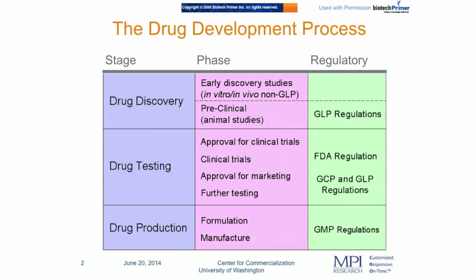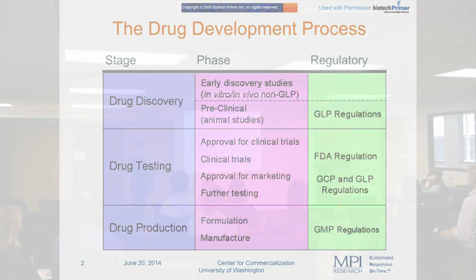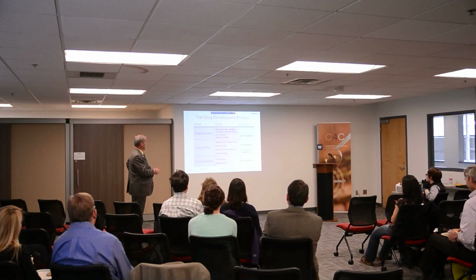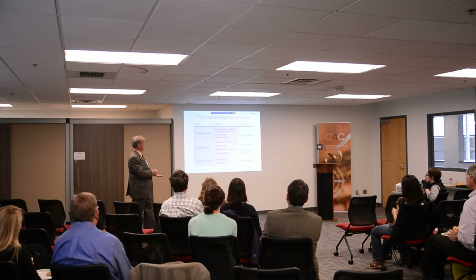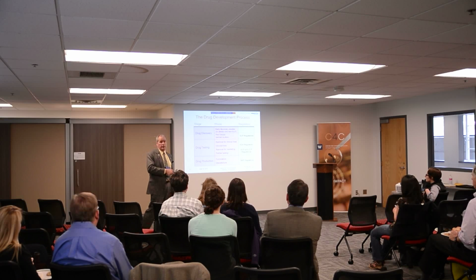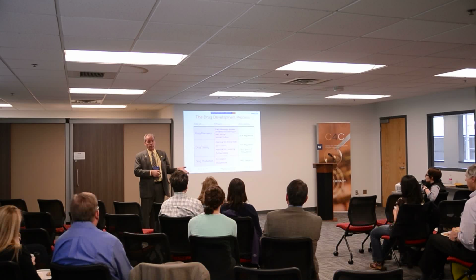so this is a very simple table that talks about the various stages from drug discovery all the way down to drug production, and the various phases that have to go with that. So in the early phases of drug discovery, you're doing many things both in vitro and in vivo, and you're also doing them as preclinical animal studies, and they are not necessarily going to be GLP compliant. So GLP is good laboratory practices.